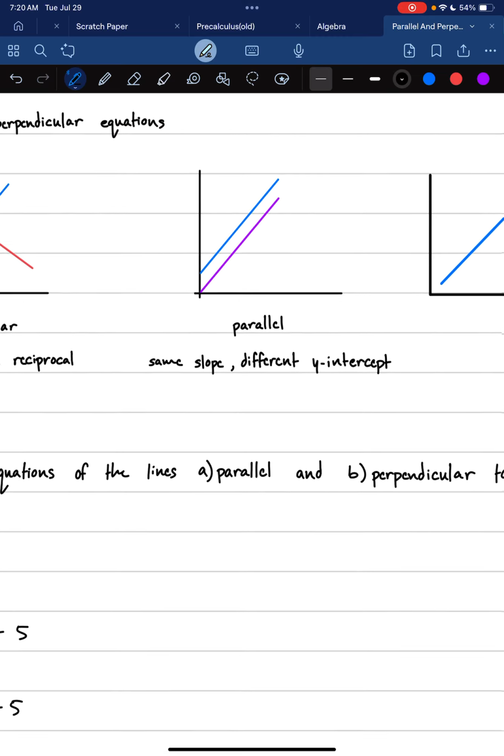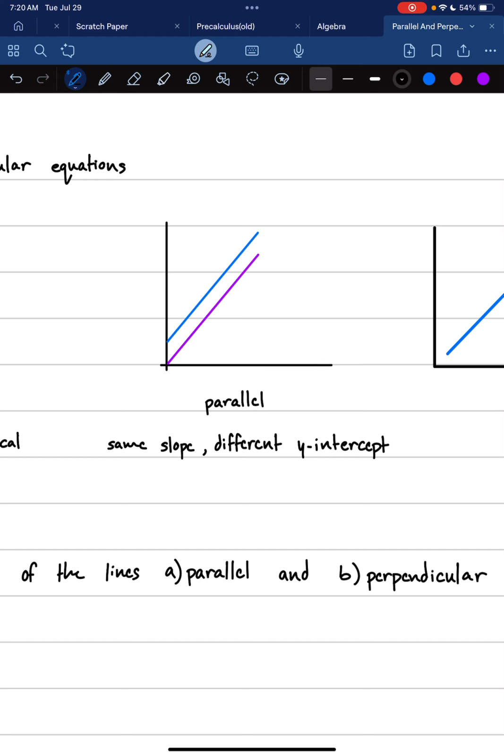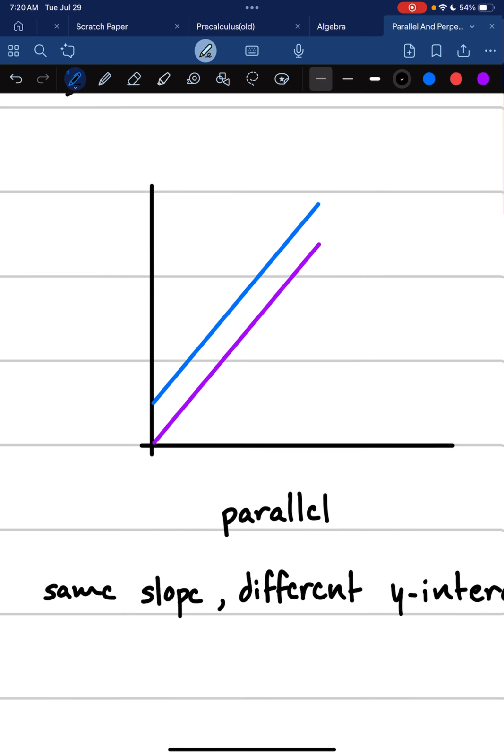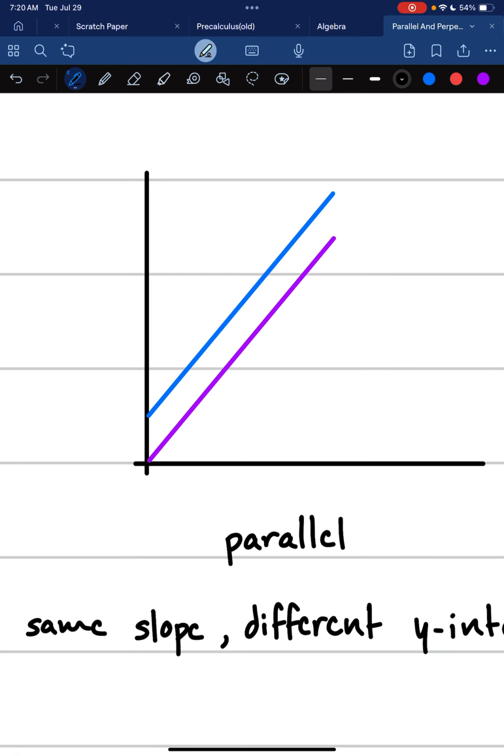For parallel lines, it's going to be the same slope, but a different y-intercept. You can see from the graph that should make sense, because these two lines are increasing at the exact same rate. The difference is that this blue line started a little bit higher than the purple line. And because it started a little bit higher and they're both going at the same rate, they're never going to intersect.